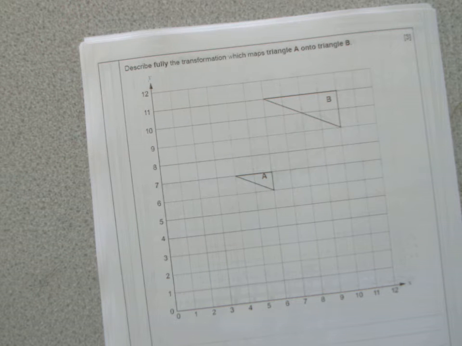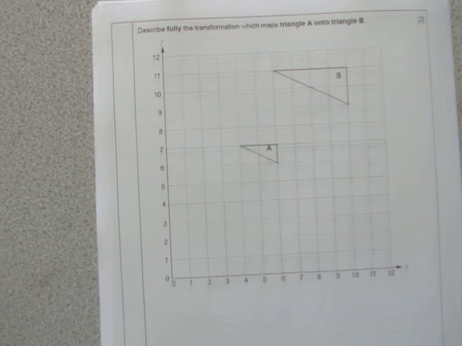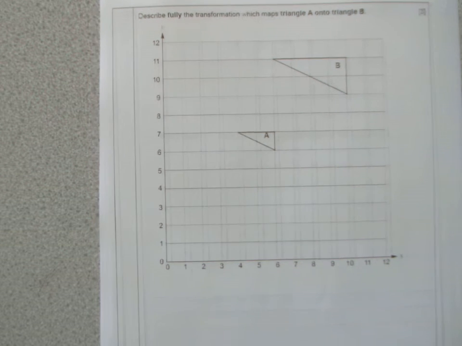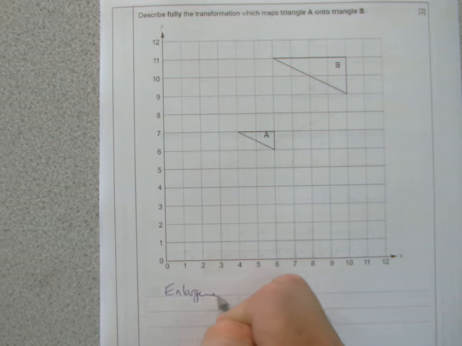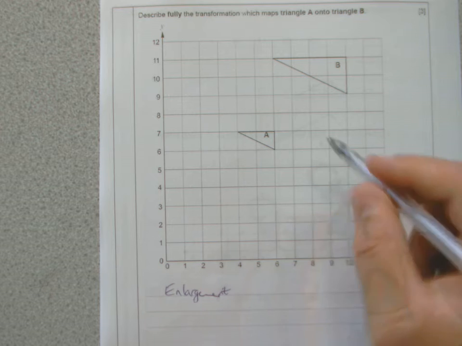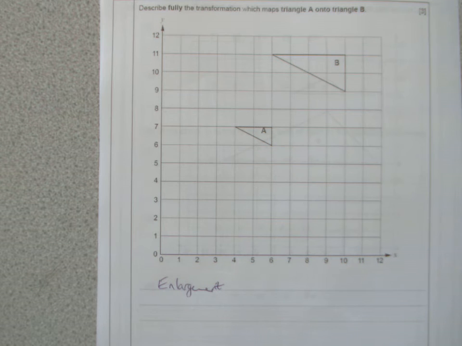This one says describe fully the transformation which maps triangle A into triangle B. This question is worth 3 marks, as you can see. This is what we call an enlargement. I hope you can see that. An enlargement to get from triangle A to triangle B, because it gets bigger, doesn't it? It could get smaller as well, don't forget. You could enlarge something to make it smaller, but the point is it's changed in size. So if you write the word enlargement down, you're going to get a mark.